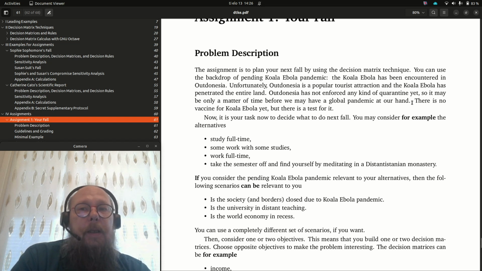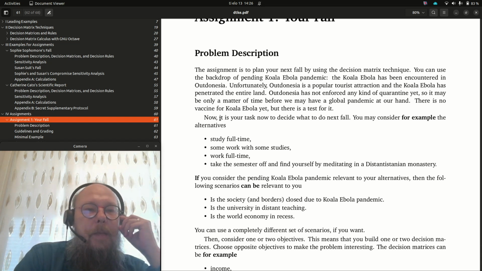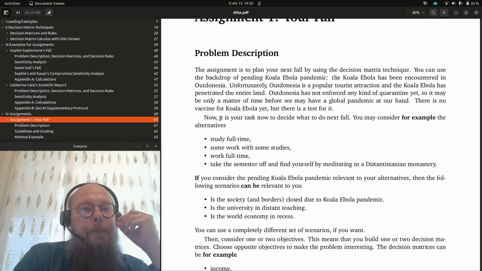Let's be even more precise. Assume that there is no vaccine for koala Ebola yet, but there is a test for it. So we can test whether a person has koala Ebola, but we don't have a vaccine yet. Maybe you can have one scenario in which the vaccine will be discovered soon.